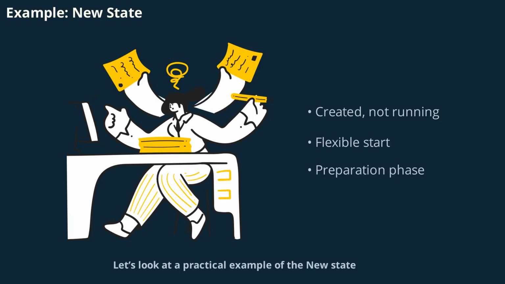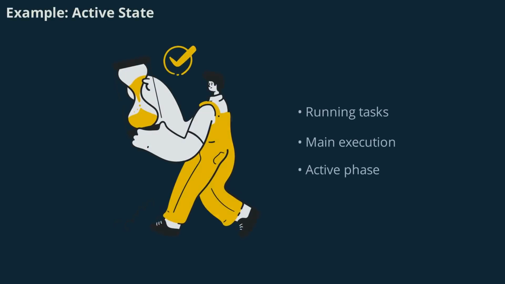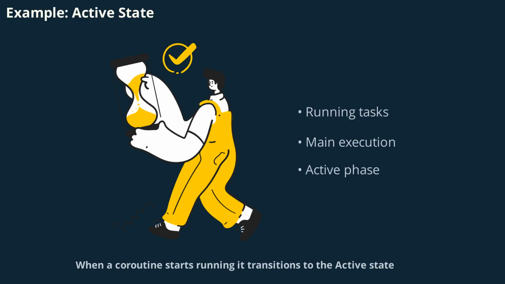Let's look at a practical example of the new state. When you create a coroutine but haven't started it yet, it remains in the new state. This allows you to prepare the coroutine and control exactly when it should begin, giving you flexibility in managing asynchronous tasks. When a coroutine starts running, it transitions to the active state.